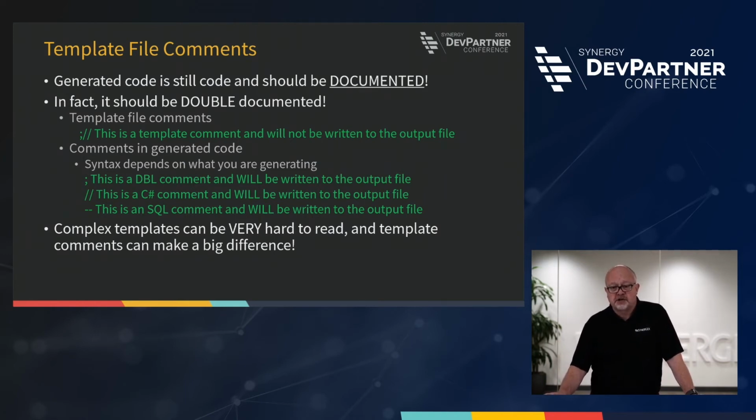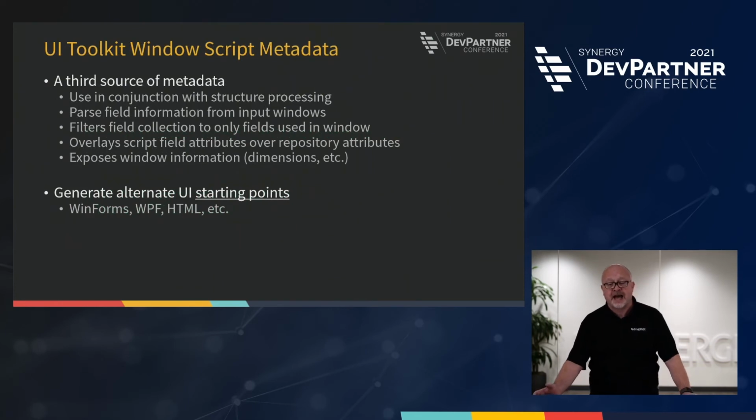So I can't encourage you strongly enough to comment your templates and the generated code. Briefly, there is a third type of metadata that we can use with CodeGen, and that is UI Toolkit window scripts. For those of you that may have UI Toolkit code around, window scripts are used to define UI, typically input windows and list windows. And you can use those as a point of input when you're generating code.